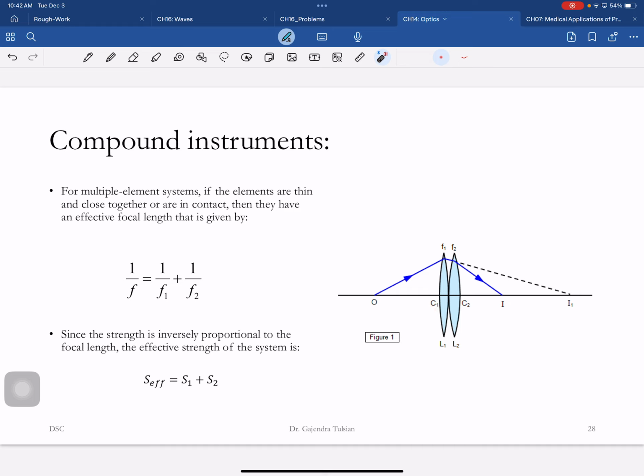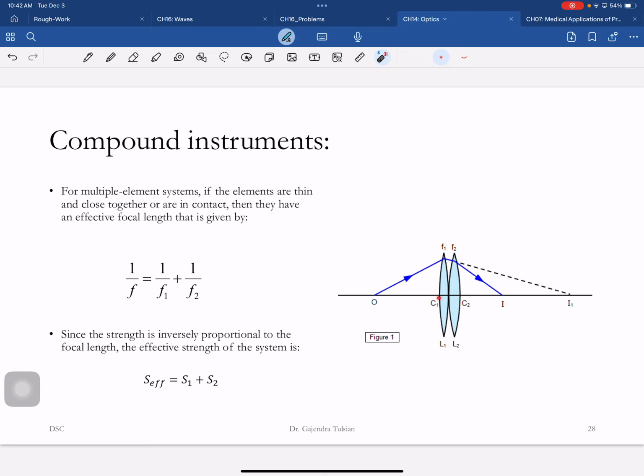All right, so we need to know this formula. If you have two thin lenses close to each other, they'll act like a single lens, and the inverse of the combined focal length is just the sum of the inverses of the two.